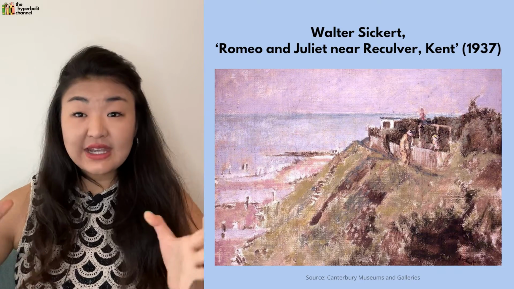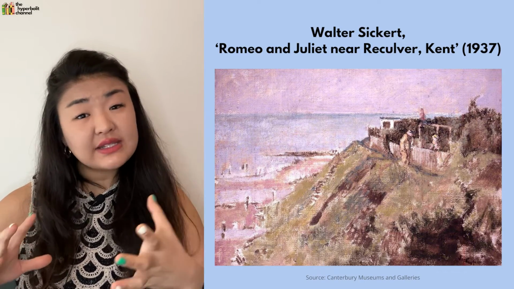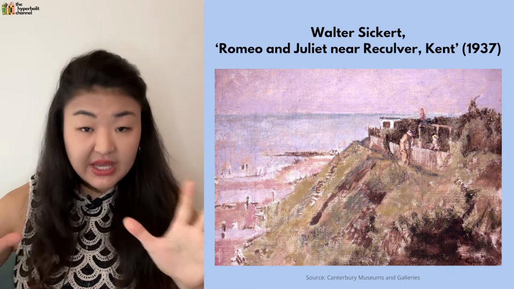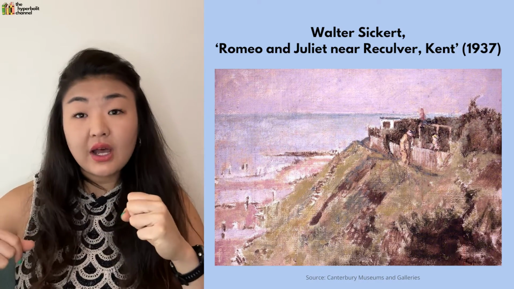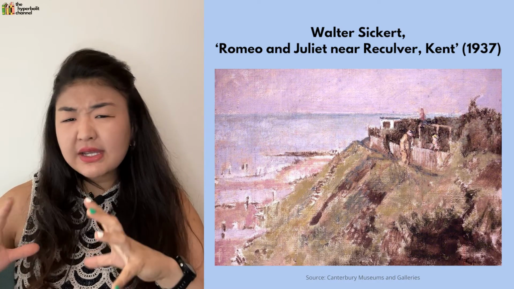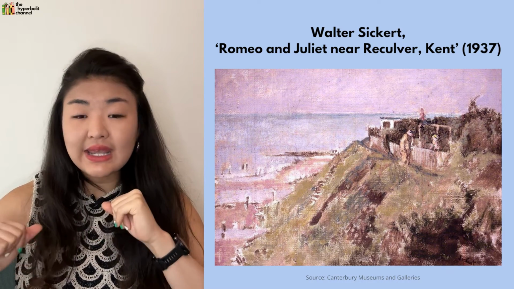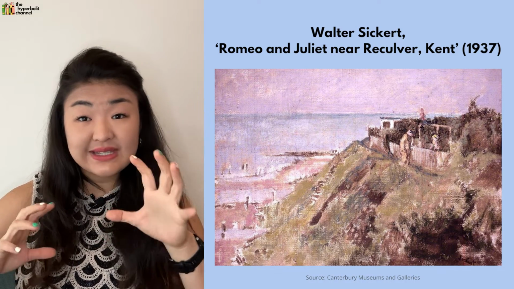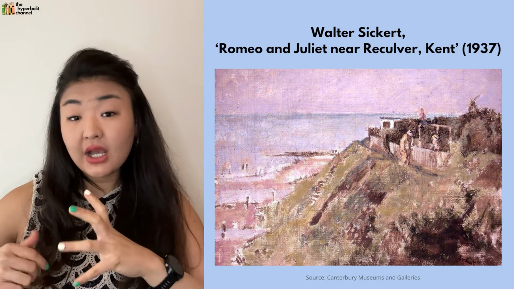In fact, what Sickert and Betancourt's paintings of Romeo and Juliet share is just how un-Romeo and Juliet in spirit they seem. The focus of Sickert's canvas, as you'll see, is not really so much the lovers or even the people, but the landscape of Reculver, which is an ancient village town by the Kentish coast.